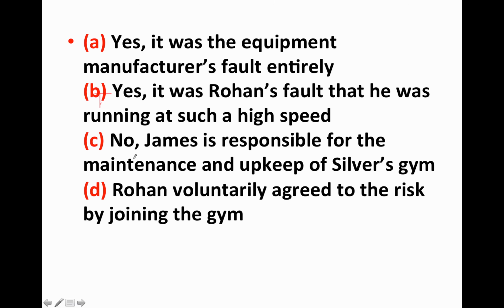Okay, so is this correct? Yes, this is correct. He cannot escape liability because the principle clearly says that the owner of a building is responsible for its maintenance. And finally, Rohan voluntarily agreed to the risk by joining the gym. No, there is no risk in joining a gym, or even if there is, it is not mentioned in the facts or the principle. So this is wrong.